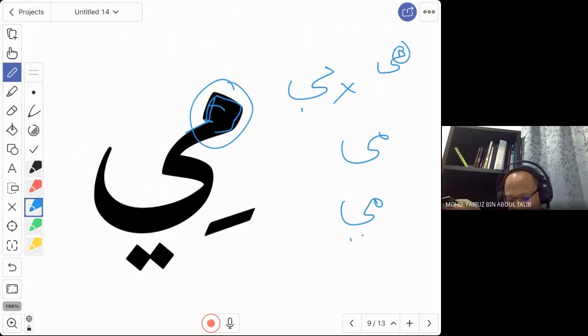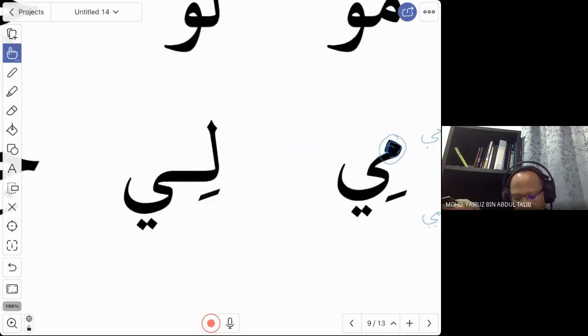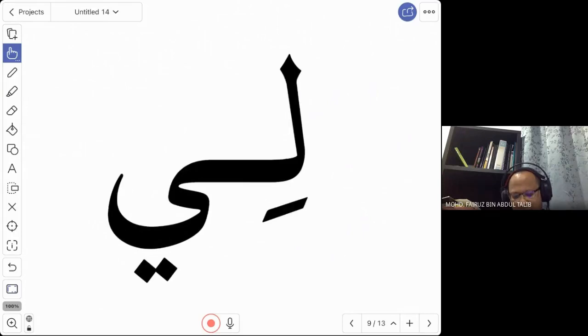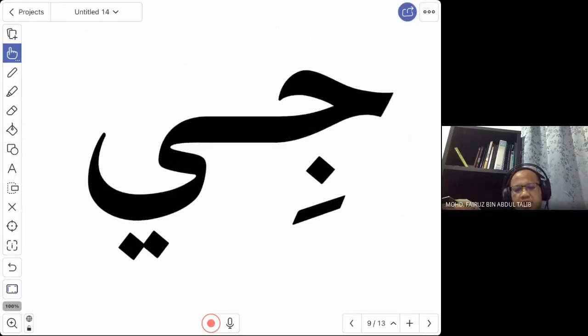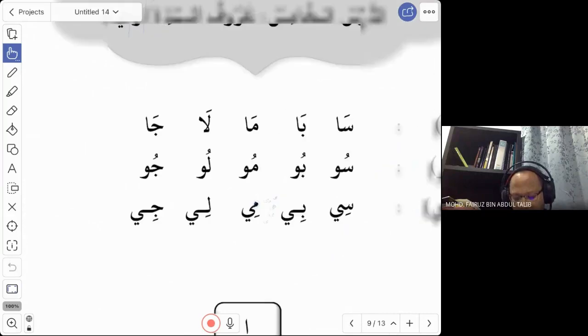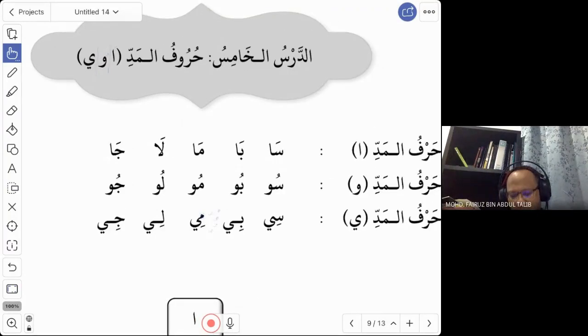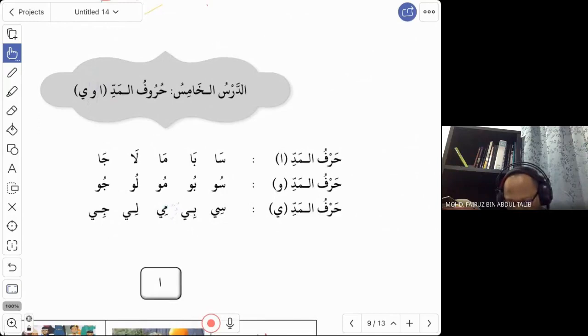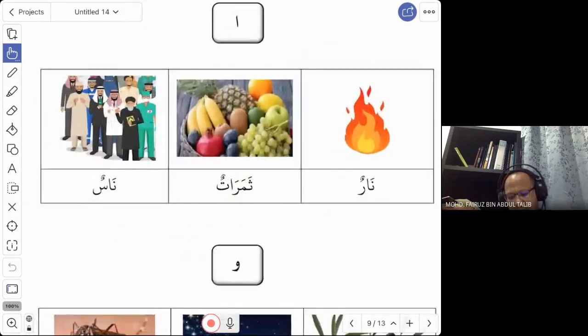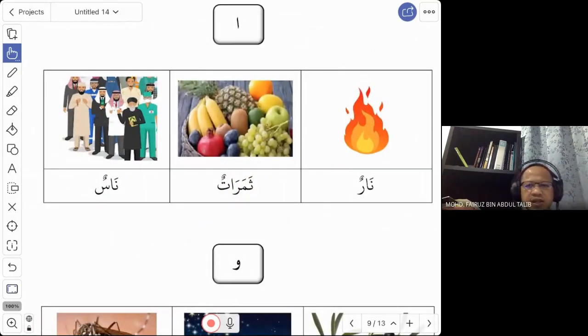But it is advisable not to do this, but do this instead. Okay, so we say mi, and li. This is li, lam and ya, li, and this is ji, ja and ya. Okay, so this is about the long vowels or the mud. We call it the mud. So remember, you have three letters: a, e, and also u. And these are some of the examples for words that contain mud.